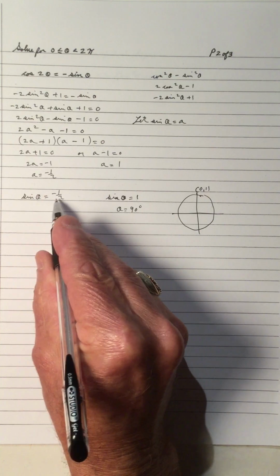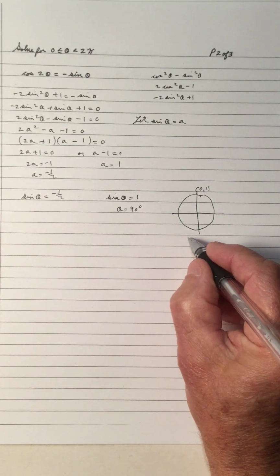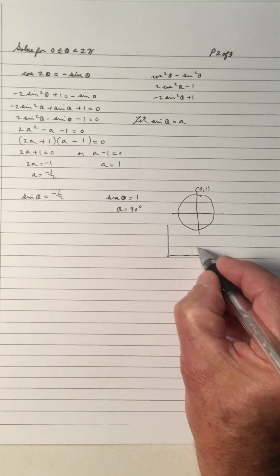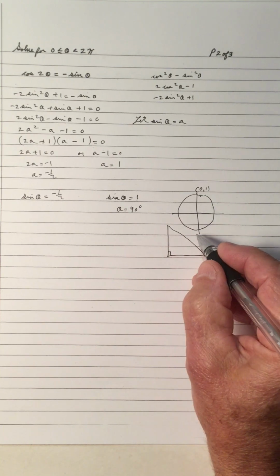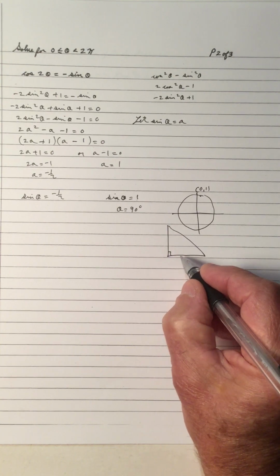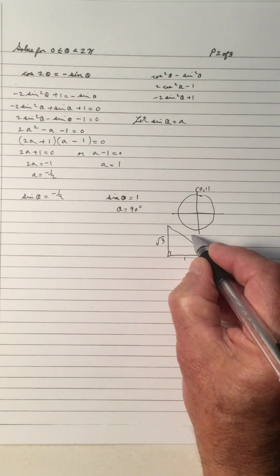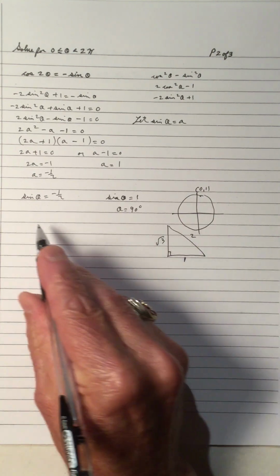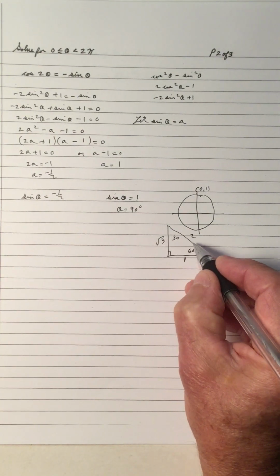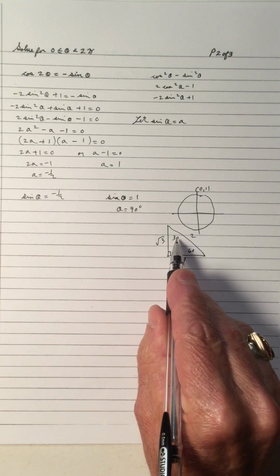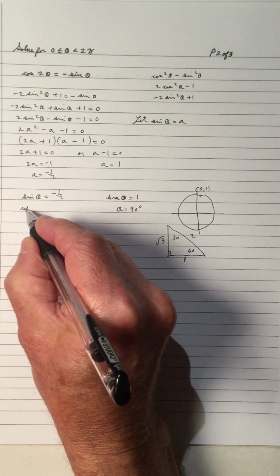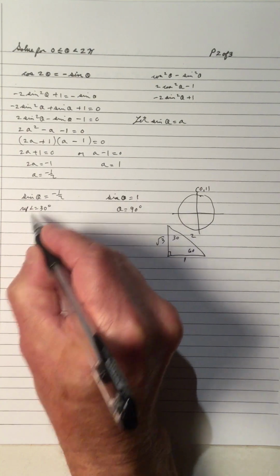Now we have sine is negative a half. So we take the special right triangles and we draw for 1/2. So we could have a 1, and that's a root 3, and that's a 2. So this is a 60, this is a 30. So the sine of 30 is 1/2. That means the reference angle is 30.